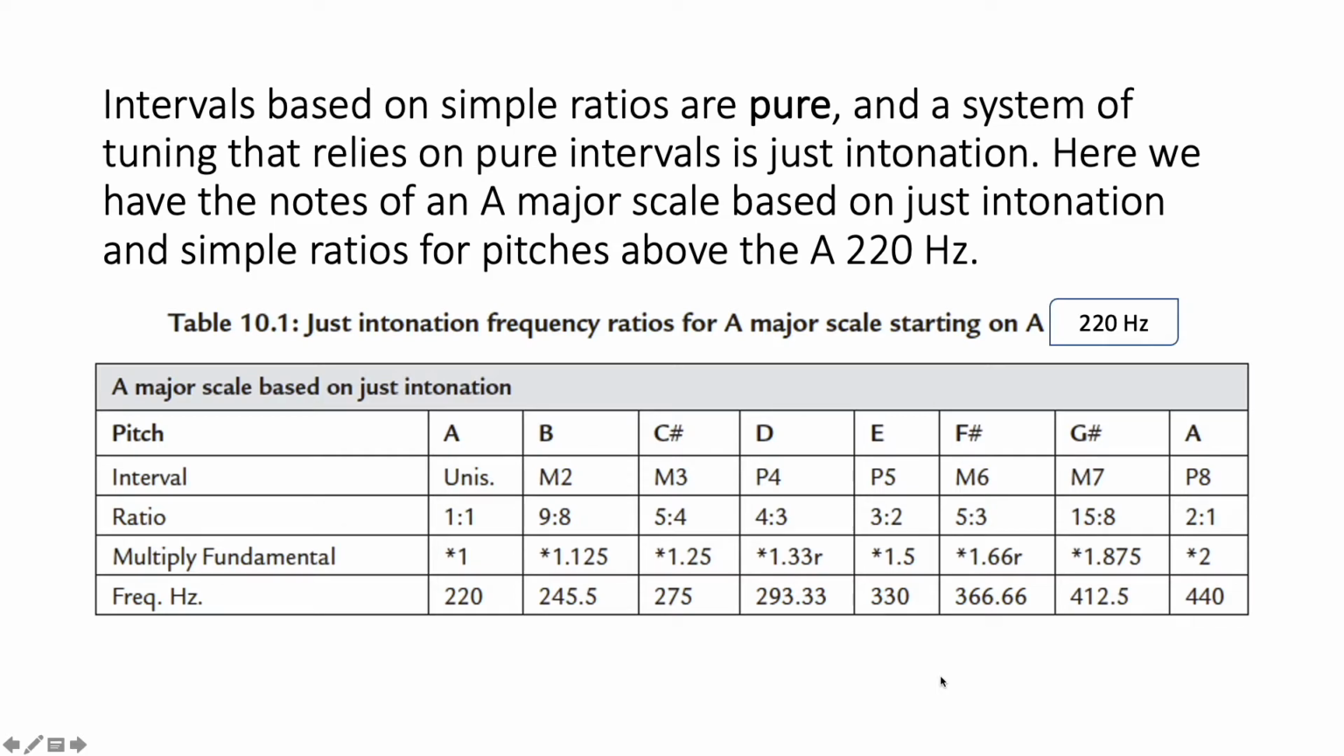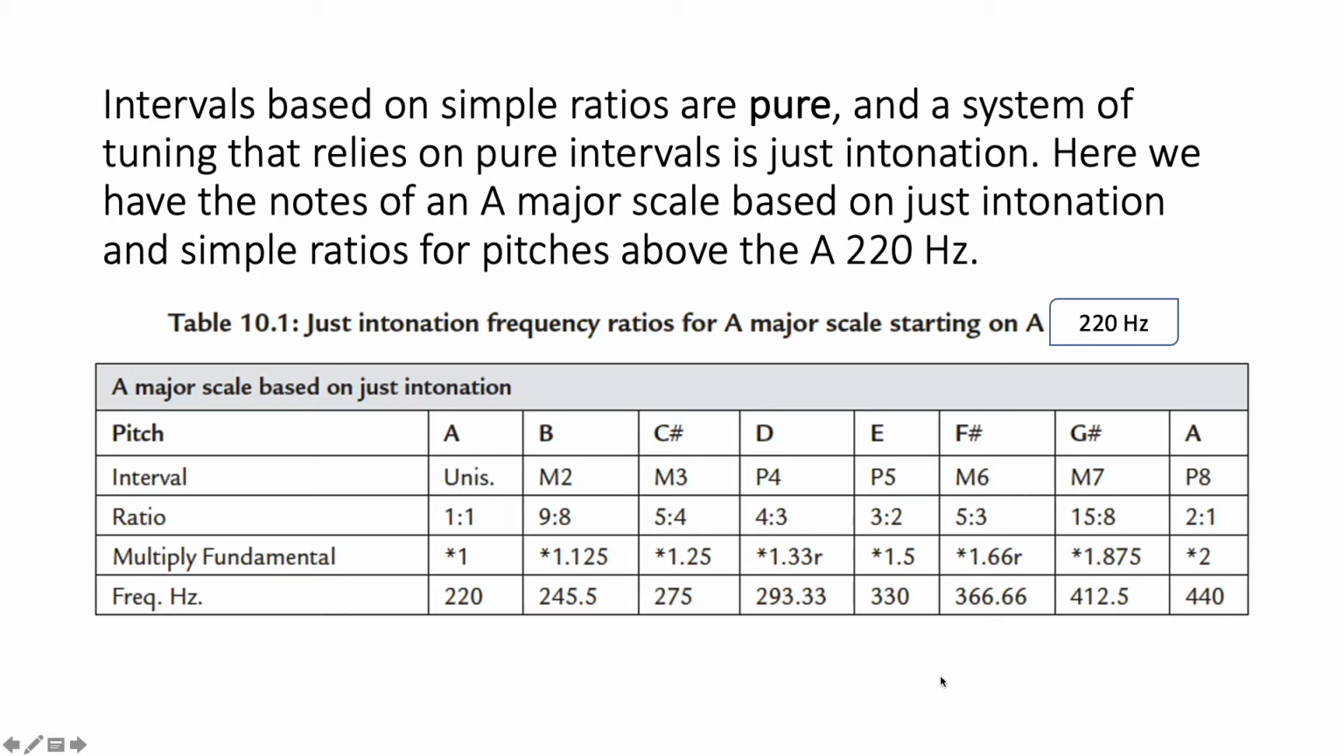A220. Starting with A220, we have the A major scale, and for each of the notes of the scale, we will base the fundamental frequency on a simple ratio. For instance, a major second up from A, the B will be based on a 9:8 ratio, which means that we multiply the fundamental frequency by 1.125. The major third above the fundamental, or the A, will be based on a 5:4 ratio, and we'll multiply that lower frequency by 1.25.